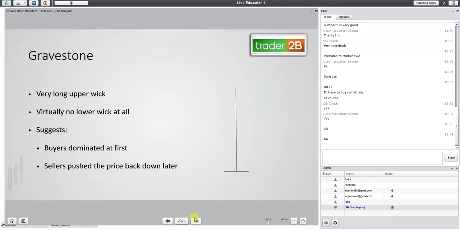So the gravestone is essentially the opposite of the dragonfly. The gravestone has a very long upper wick, virtually no lower wick at all. It suggests that buyers were dominant at first, but then sellers came in and pushed it back down. So the opposite scenario in this particular case. And when you're analyzing charts and you see prices trending upwards, followed by one of these candles right here, this is a very strong sign that the market is about to come off. So it becomes very important for you to understand this type of pattern, especially on a longer time frame.